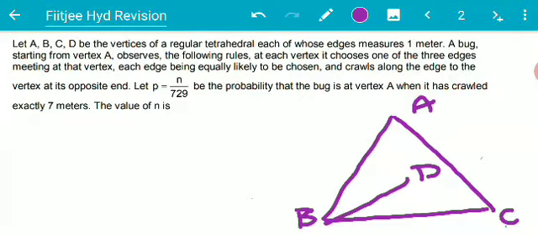Each edge they have given as 1 meter, means AB, AC, BD, CD, BC, everything is 1. So I'm just mentioning 1. Then a bug starting from vertex A observes the following rules.